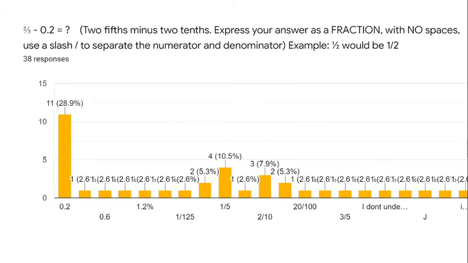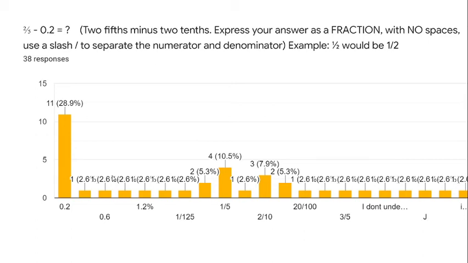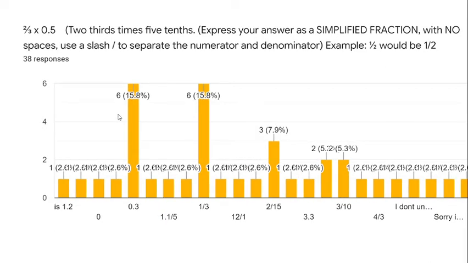The next problem, 2/5 minus 0.2. In other words, 2/5 minus 2/10ths. You need to express your answer as a fraction, and I see down here there's quite a few other types of answers. There are decimals and percentages and things like that. The largest amount of numbers was 0.2, okay, which is the correct answer. Let's see, 2/5 is the same as 4/10ths, and 4/10ths minus 2/10ths would be 0.2, okay, because 0.2 plus 0.2 is 0.4.